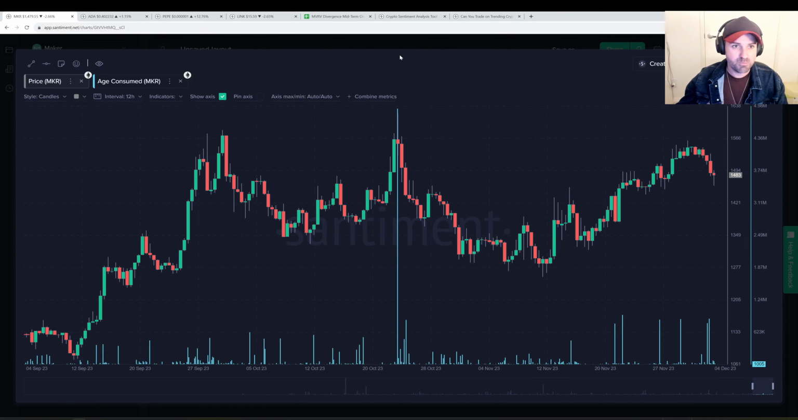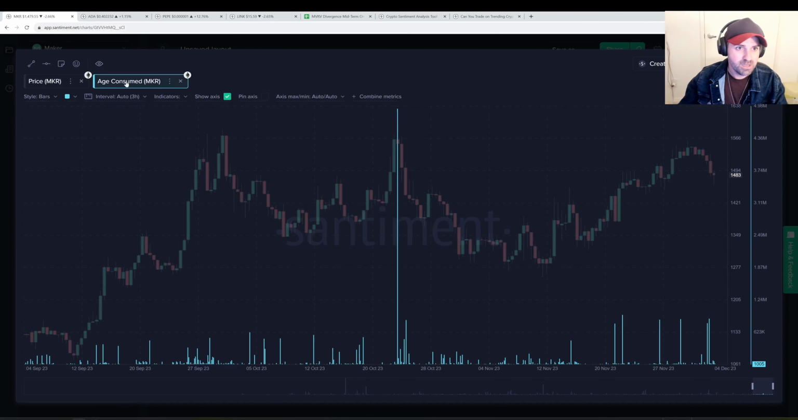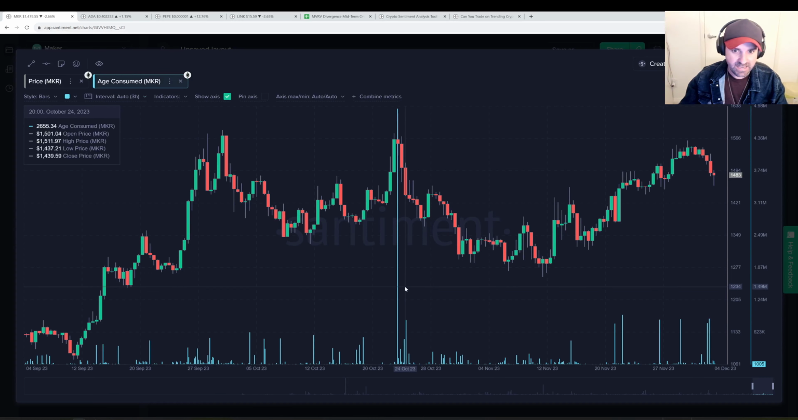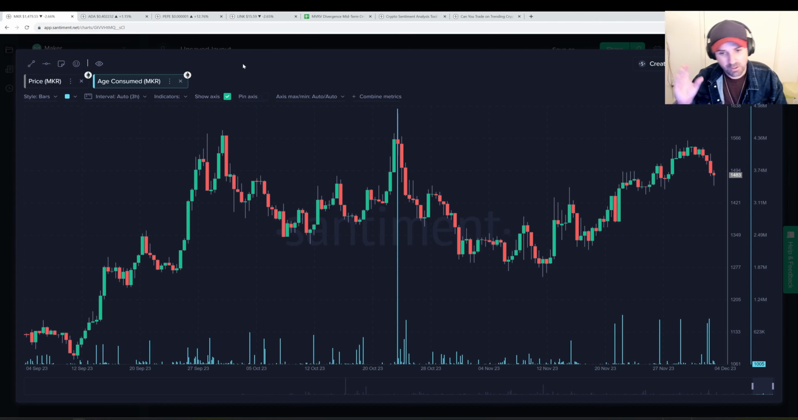This is just an example I pulled up, and this is a popular metric known as age consumed. What this looks at is the amount of coins being moved at any given time. If I highlight this, you'll see these candles in blue here are on 3-hour intervals. And typically, we look at the amount of coins being moved multiplied by the age in which those coins were sitting in wallets just prior to being moved.